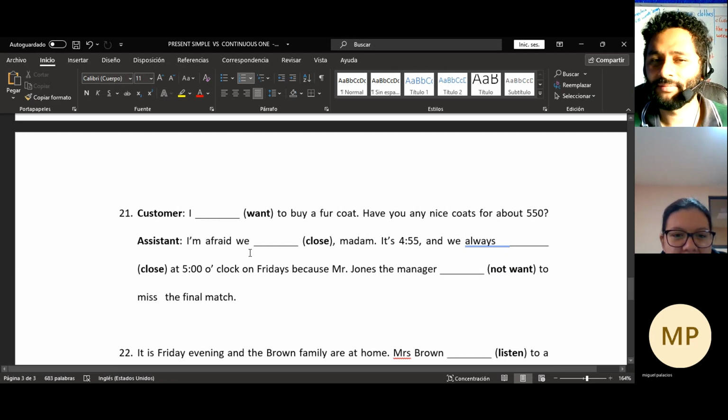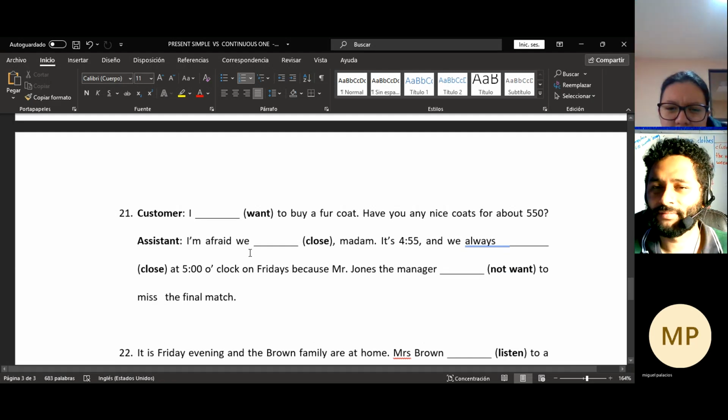Number 21. Customer: I want to buy a fur coat. Have you any nice coats for about 550?